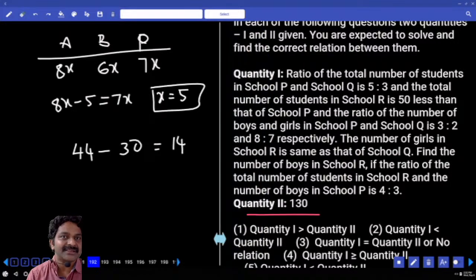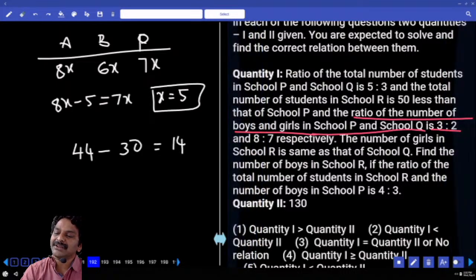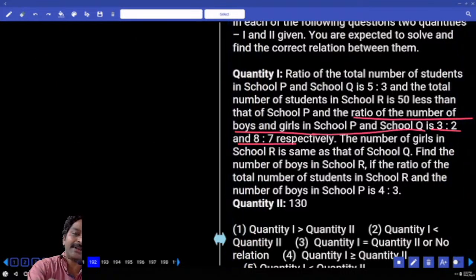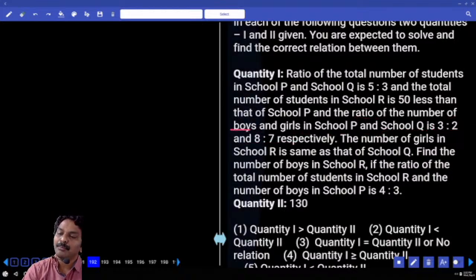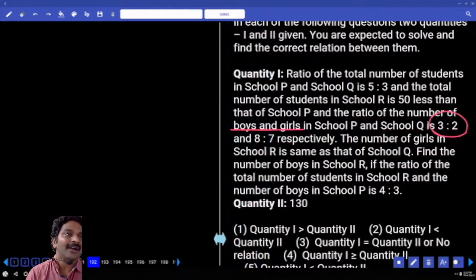So even in the next question also, the Q2 number is mentioned, so we can do it. The ratio of total number of students in P and Q is 5:3. The total number of students in R is 50 less than that of school P. And the ratio of number of boys and girls in P and Q is 3:2 and 8:7 respectively, right? So now here, boys to girls in school P, how many parts do we have? 5 parts. So P value should ideally be a multiple of 5, right?